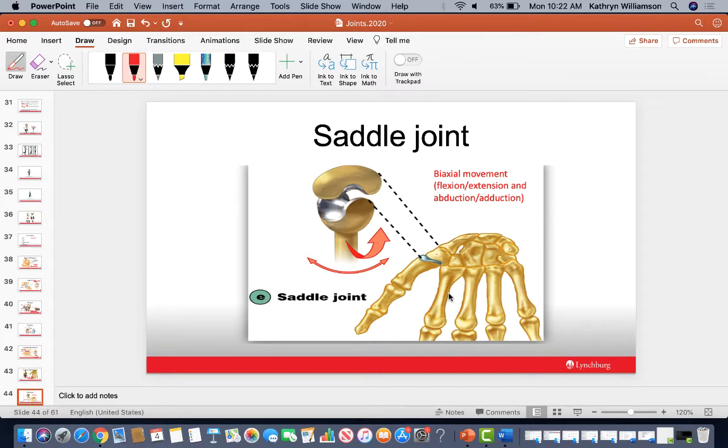Saddle joint. So saddle joints are kind of unusual. There's only one saddle joint in the body, and that's at the first carpometacarpal joint at the thumb. So this is basically the base of the thumb where it meets up with the carpal bones. And it is a biaxial joint. It's going to have flexion extension and thumb abduction and adduction.